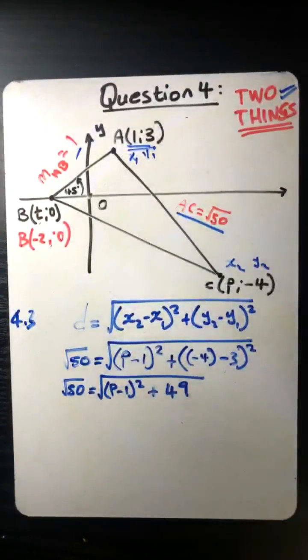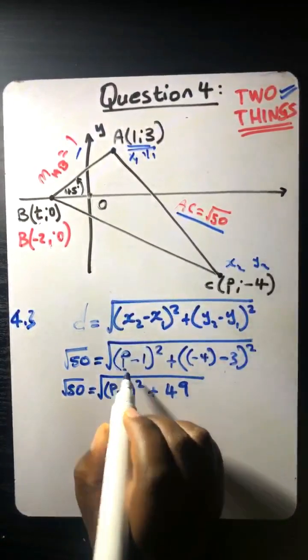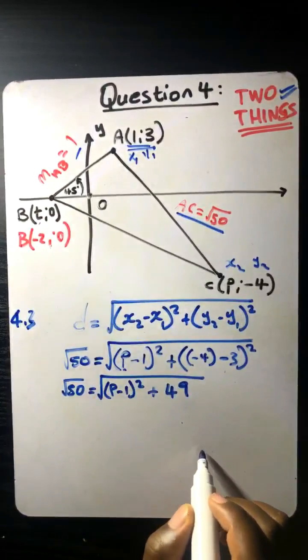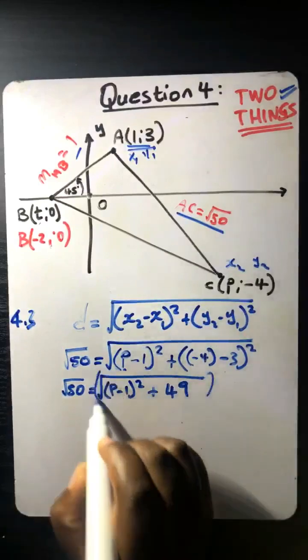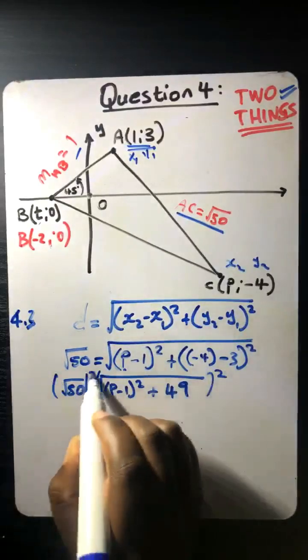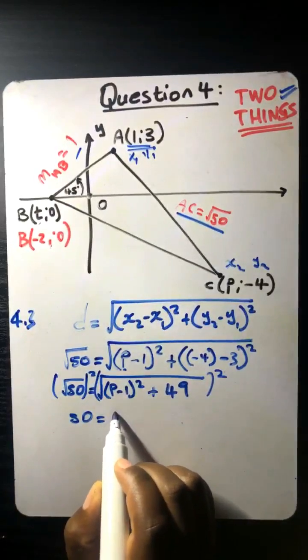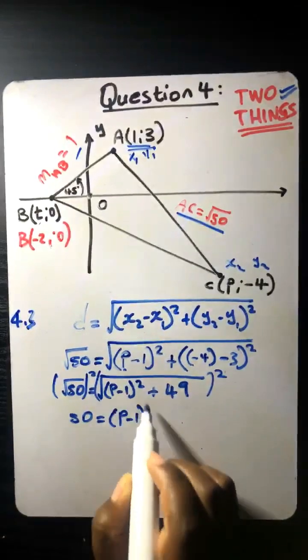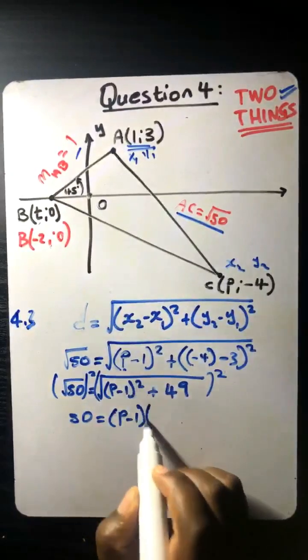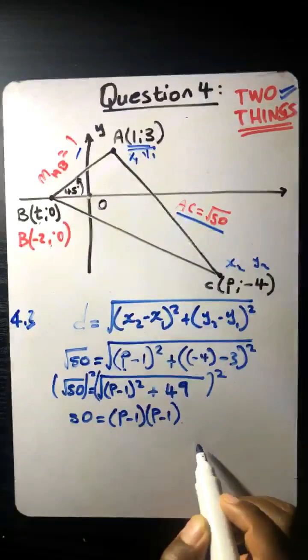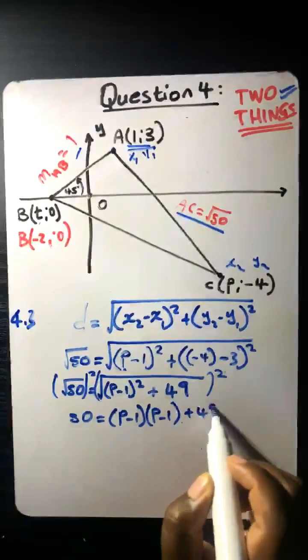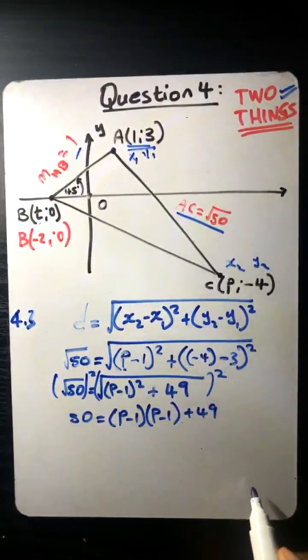So let's see. What else can we do? I think because we are actually looking for P, let's remove those square roots. Obviously, you are going to introduce squared on both sides, and that's how you remove the square root. You remain with 50, and then you have P minus 1, because you have a squared there, which actually means two of the same thing. That's why I'm doing that. You still have your 49 there.